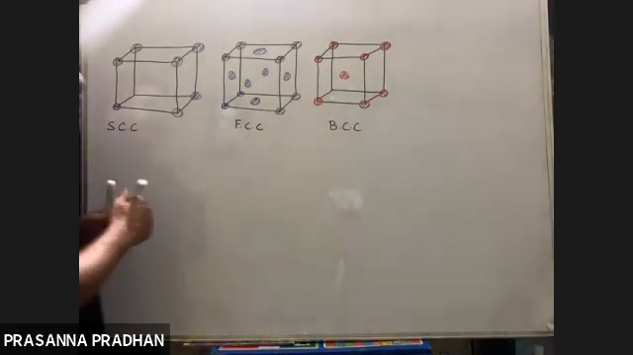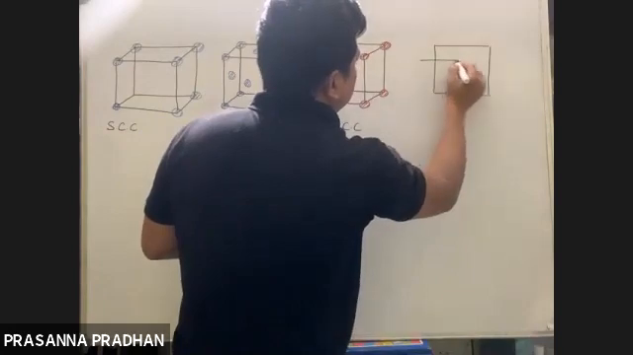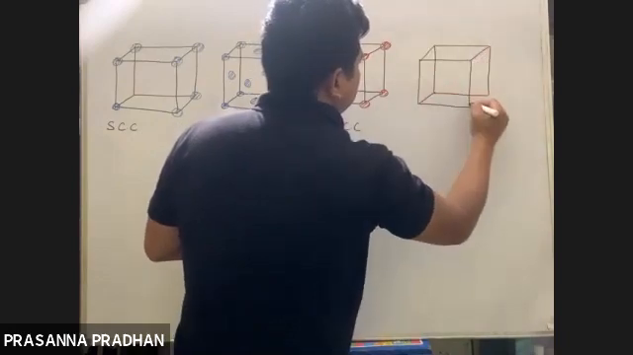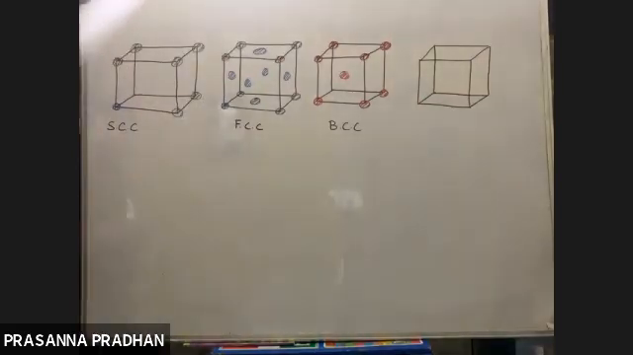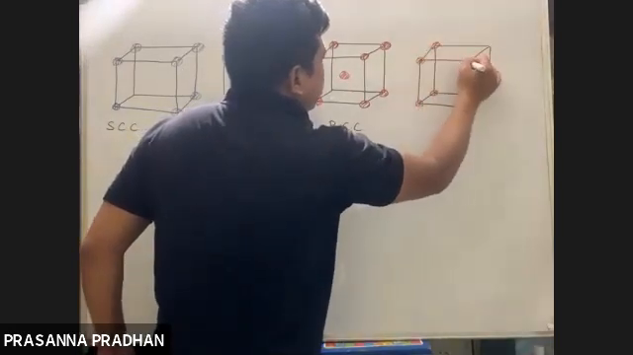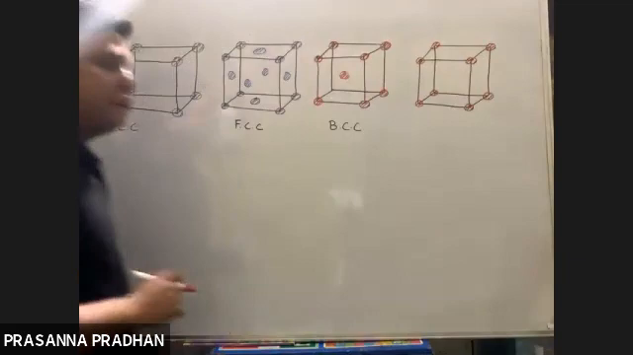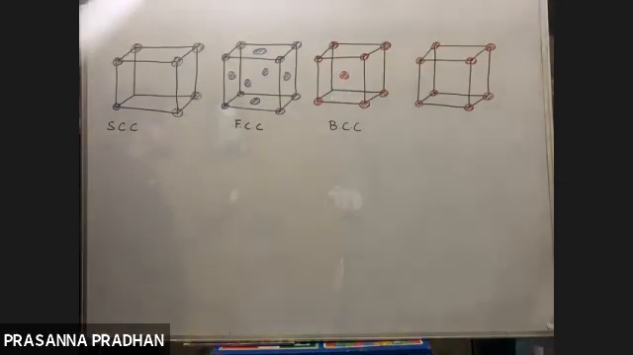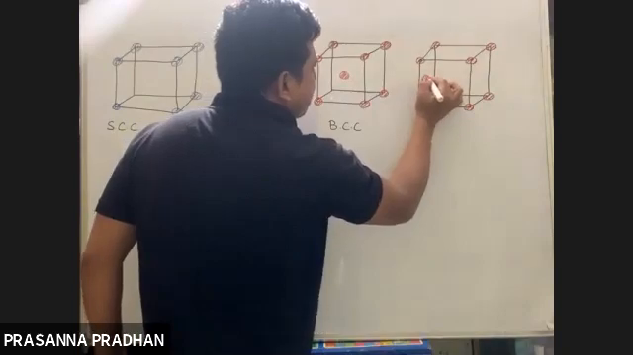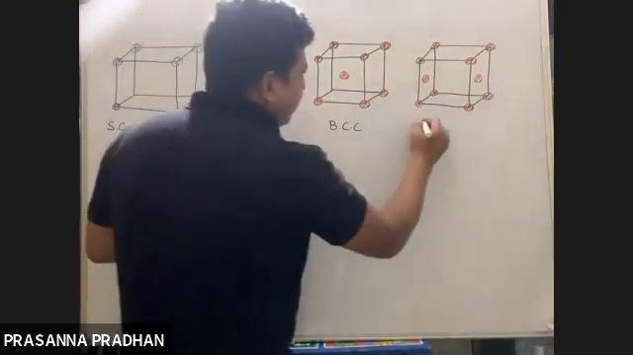Okay. Now last में end centered है. अच्छा, end centered में होता क्या है? Again, 8 particles at the 8 corners. Okay, and there are particles which are present on 2 alternate faces. मतलब particles may be present out here, out here, out here, out here. So I'll just draw एक particle यहाँ, एक particle यहाँ. End centered. Okay, so this is the end centered.